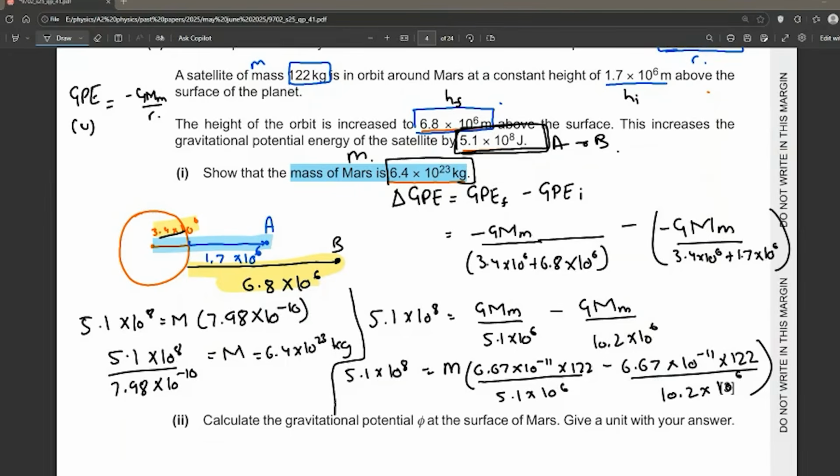Calculate the gravitational potential at the surface of planet Mars.